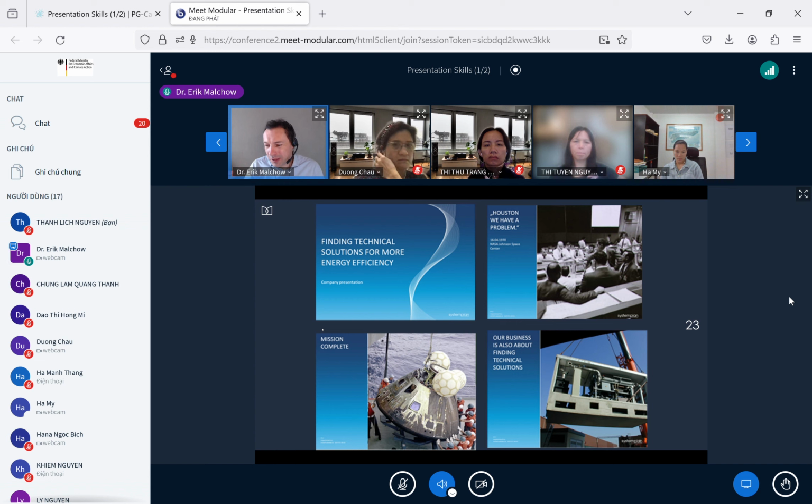So what they wanted to say, and I think that worked out quite well, is that their products are as professional and as great as a landing on the moon, for example. So here, of course, the fourth picture or the third picture here on the bottom right does not have anything to do with the moon landing, but still it shows the business is about finding technical solutions.